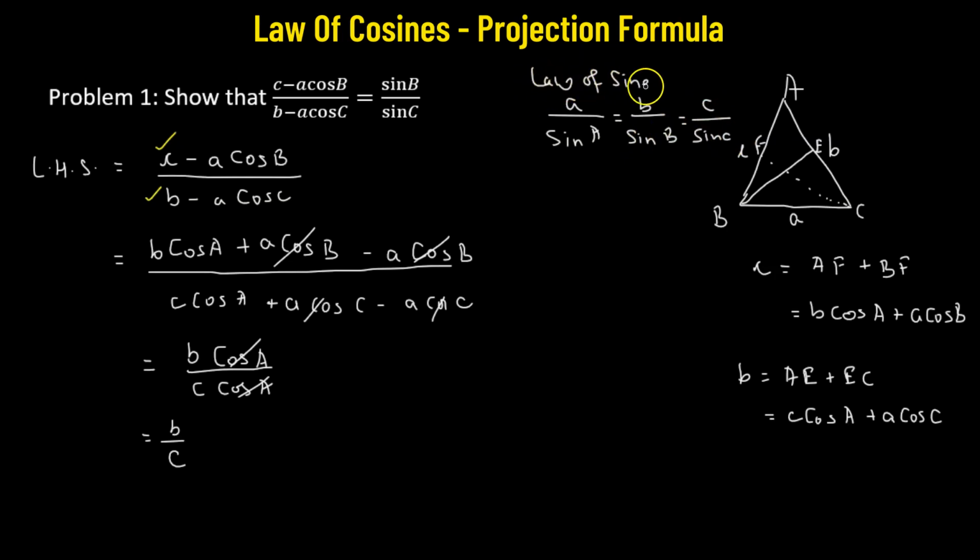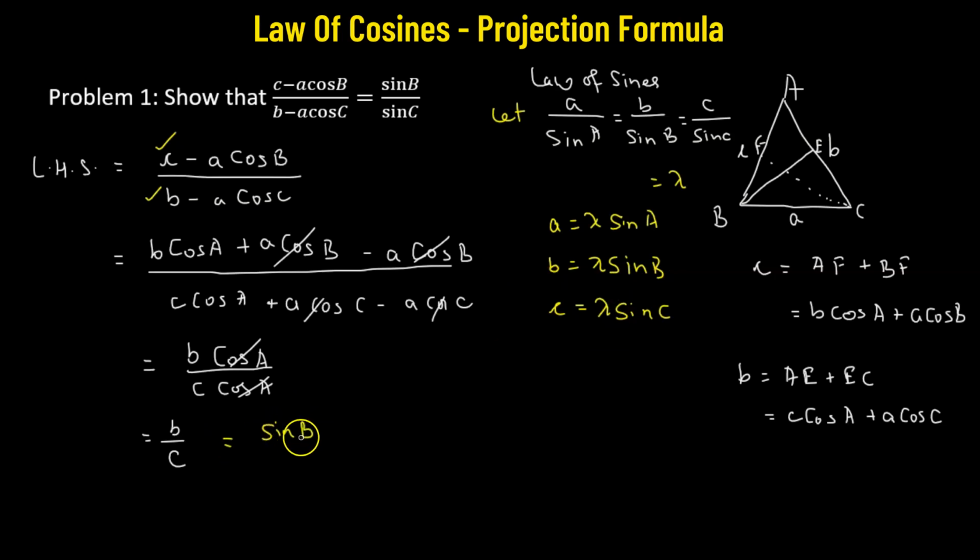Now, using the law of sines, we're going to suppose that these three ratios are equal to a common constant lambda. Then a can be represented as lambda times sine of angle A, b will be equal to lambda times sine of angle B, and the value of c will be lambda times sine of angle C. So let's substitute the values of b and c with lambda sine B and lambda sine C respectively. Lambda will get factored out and it's going to finally give us sine B over sine C, and that's the expression on the right hand side. So hence we have successfully shown that the given equation is true.